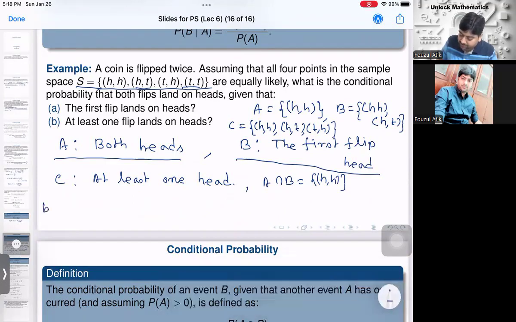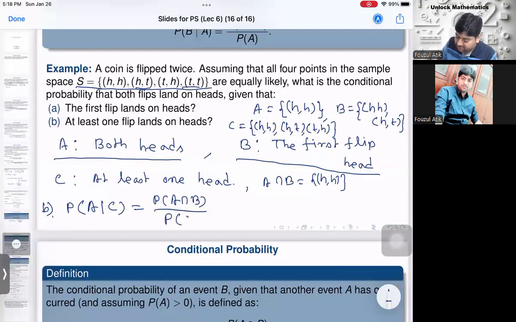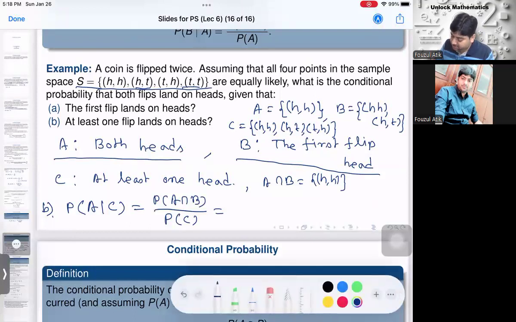So part B, at least one flip. What is the probability that both flips land on heads, given that at least one flip lands on heads? So it is the probability of A given C, and the formula is P of A intersection C divided by P of C.